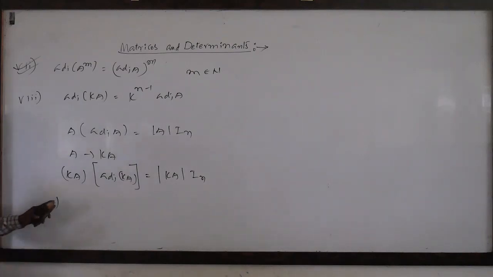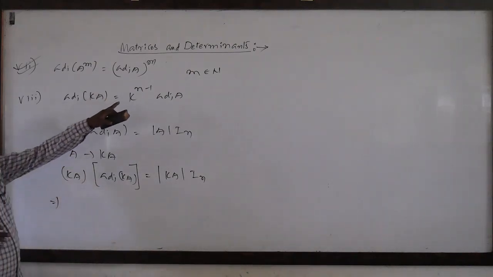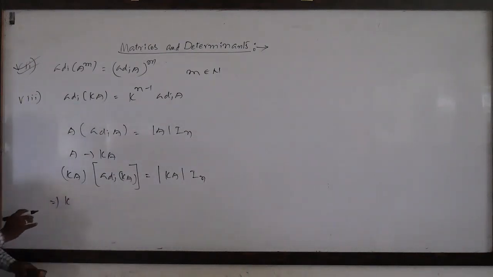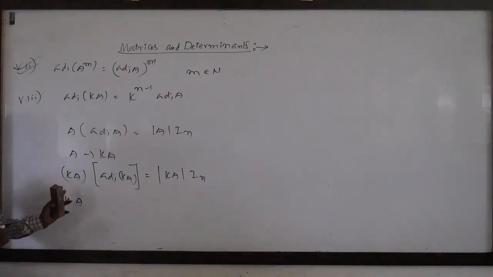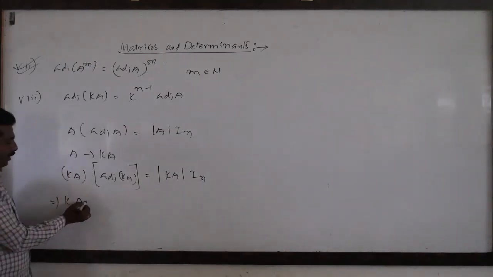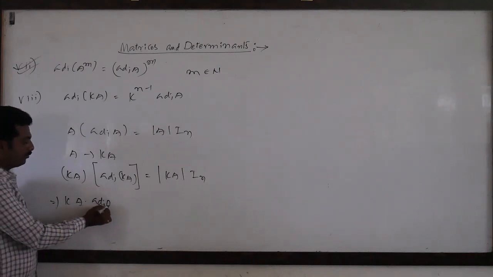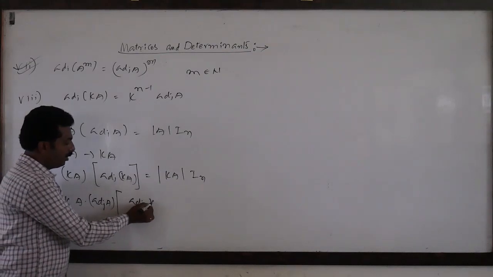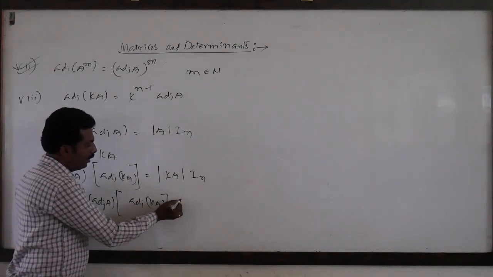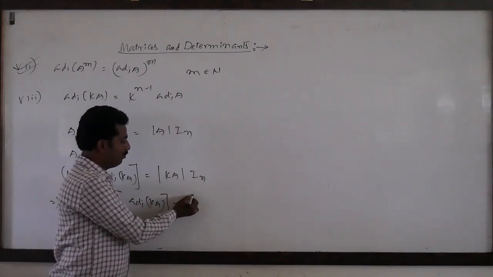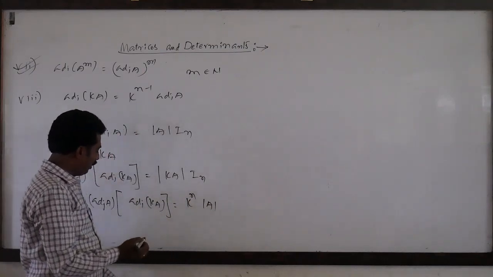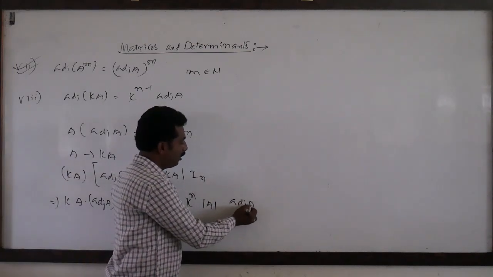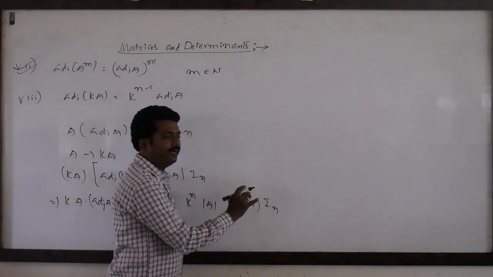So from this K into A, what we have to prove? Adjoint of A we have to prove. See here, K into A is there, so operating adjoint of A on both sides. Determinant of K A means K power n into determinant of A. What we are operating? Adjoint of A. Here also adjoint of A into identity matrix.